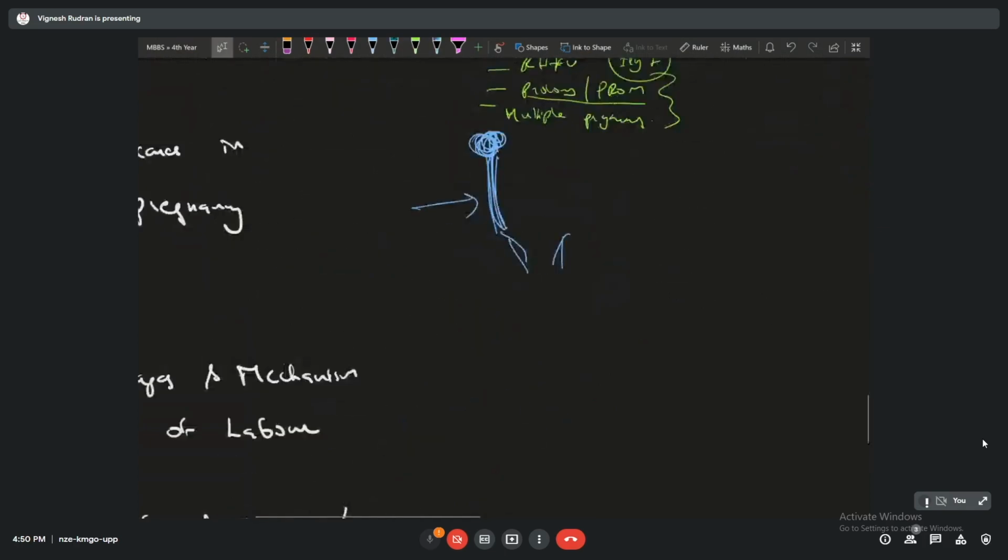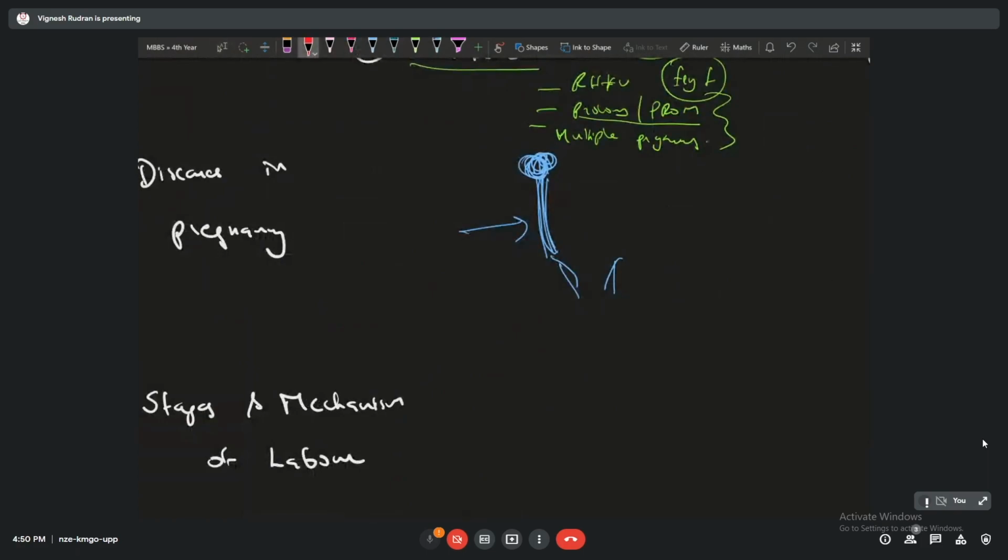And then your diseases in pregnancy, you have your CVS, and then you have diabetes. Other than that, you have infections. So these three are the most important. Others are like namesake chapters.